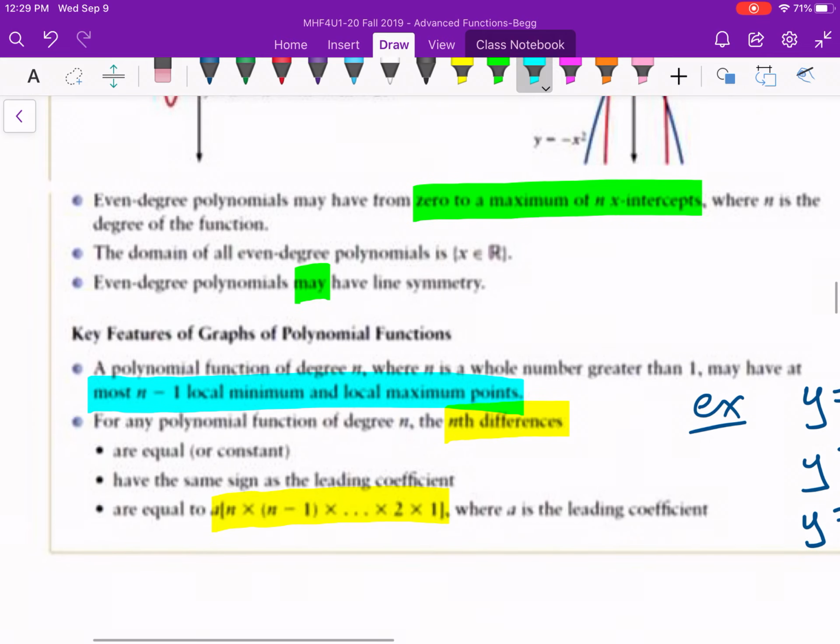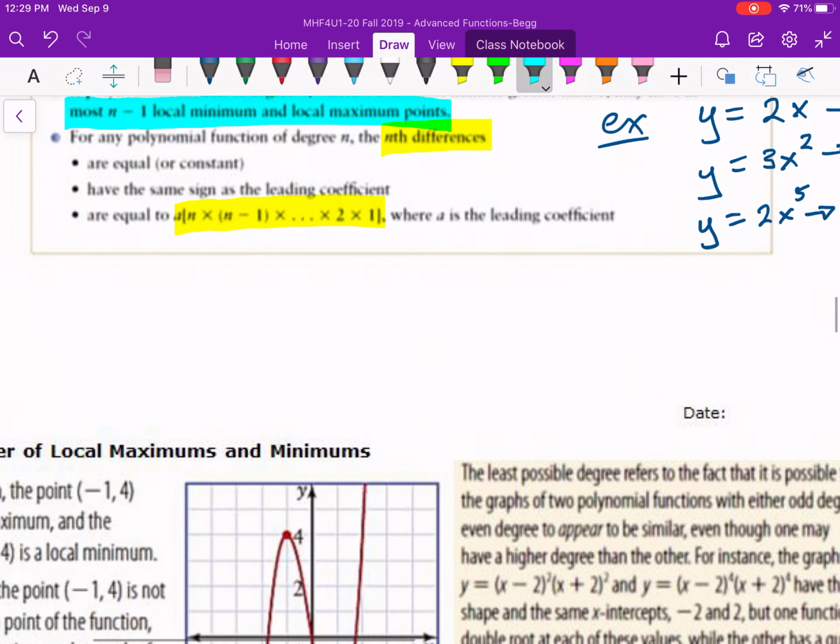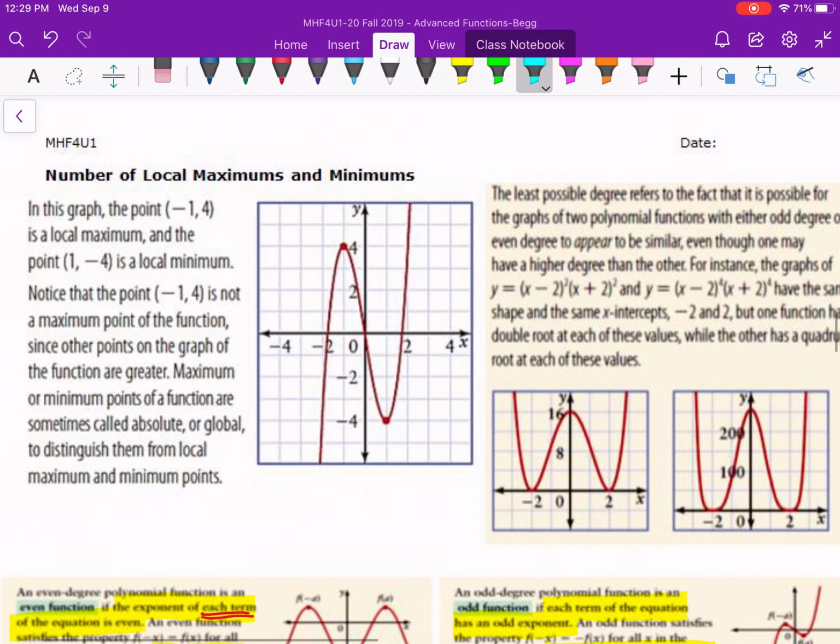For any polynomial function of degree n, the nth differences are equal and constant, have the same sign as the leading coefficient, and are equal to this formula here. We're not going to worry about that now. We're going to come back to that later. We've got enough stuff to worry about for now. All right, I just talked about the number of local maximums and minimums. You can read what it says in white here.